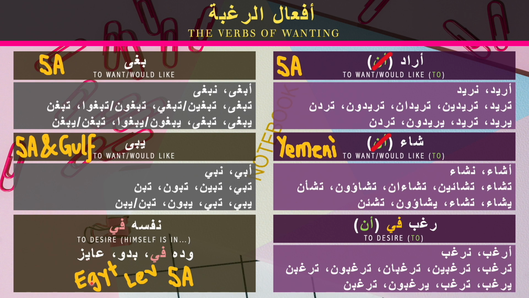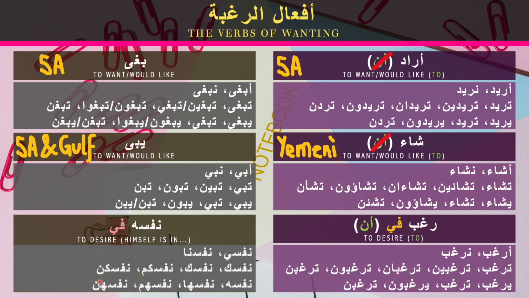So now let's see one by one how it looks. Nafsu: if I'd like to say I would like or I desire something, nafsi. We, nafsana. The second person, nafsak, nafsik, نفسكم نفسكن نفسه نفسها نفسهم نفسهن. Okay, now let's see the next one.